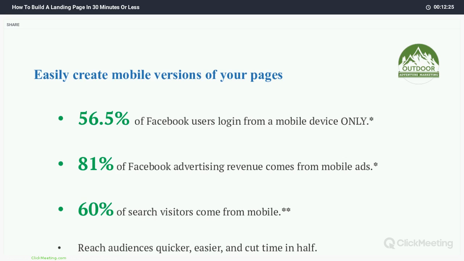And this doesn't even take into account that the majority of users are using a mobile device even if they still use a desktop device. Mobile is incredibly powerful on Facebook. 81% of Facebook advertising comes from mobile ads. So that gives you an idea of how many people are clicking on ads on a mobile device. And then 60% of search visitors are coming from mobile as well.